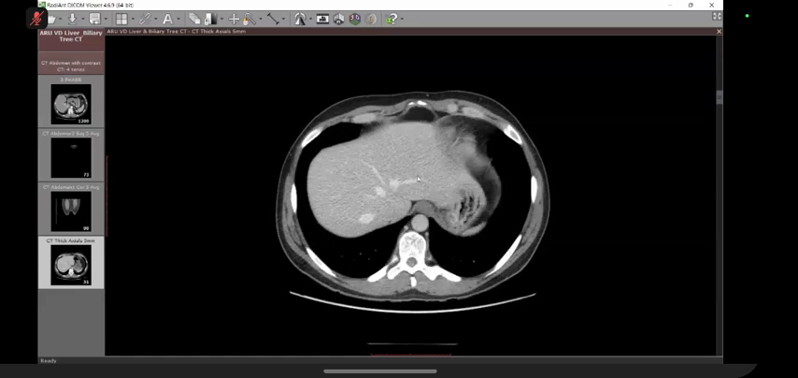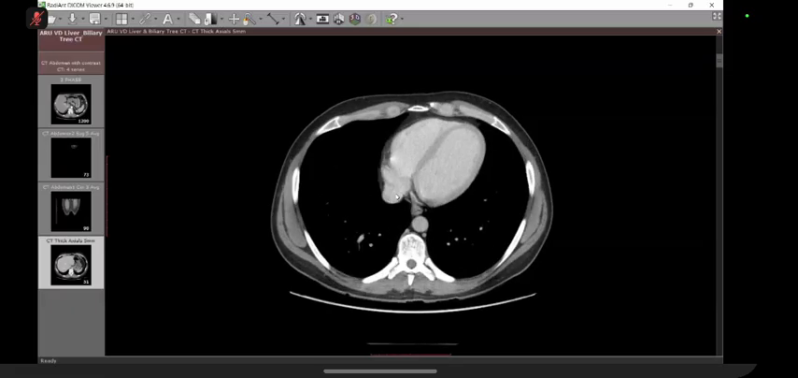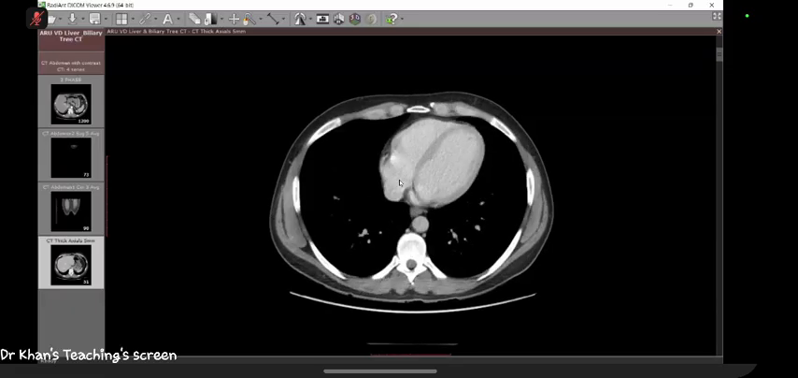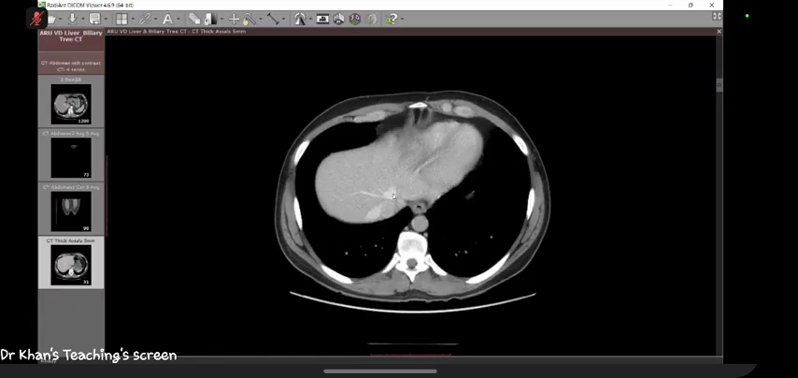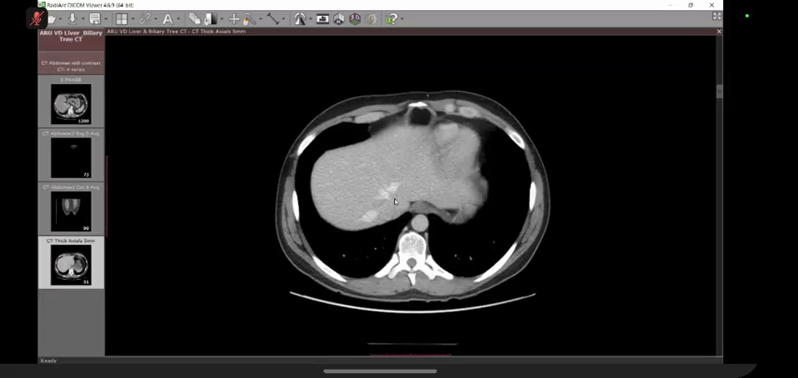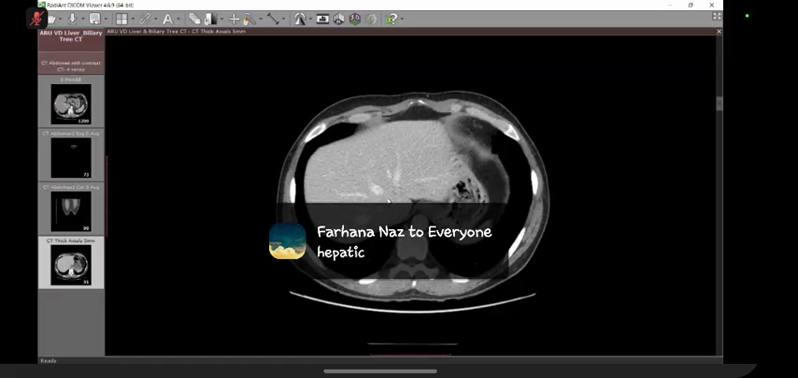Now, one vessel, this is the IVC, which is just heading into the right atrium here. So this IVC, if you see, vessels are draining into the IVC. Which vessels are these? These are the hepatic veins. These are the hepatic veins.